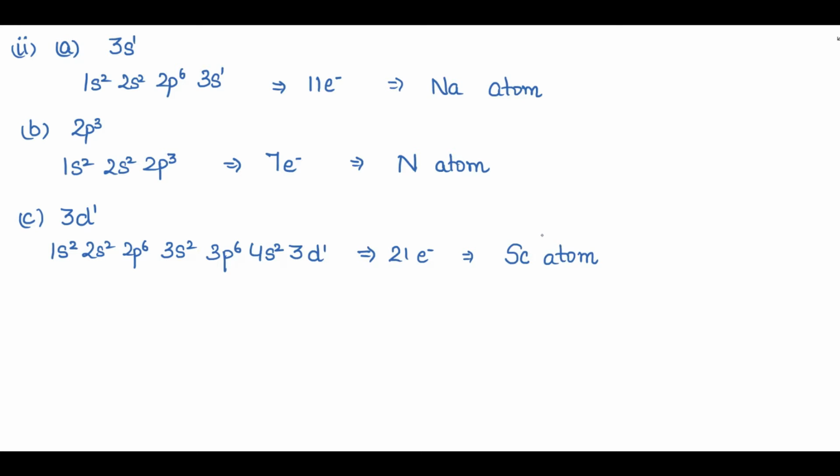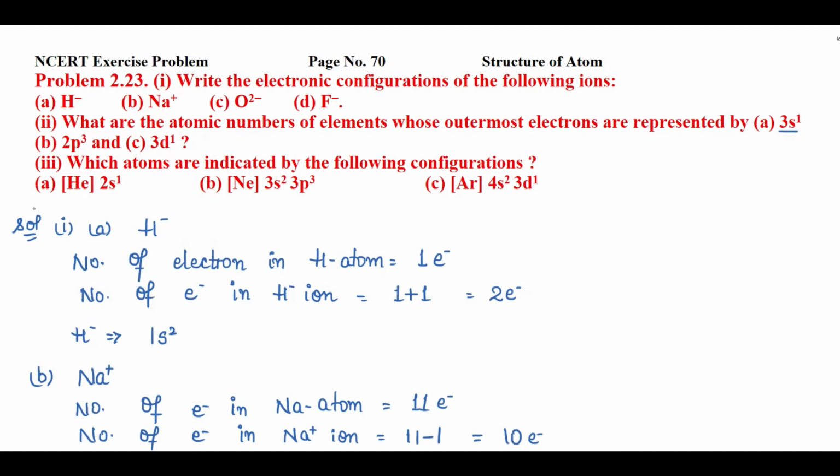Now we'll see the third problem. In the third problem, the question is which atoms are indicated by the following configurations. You have 3 electronic configurations and you have to tell about the atom, right? So here helium means you have to fill the electronic configuration of helium over here, and write the electronic configuration of neon over here, and then argon. Afterwards you'll write the outermost electronic configuration, count the number of electrons and indicate the atom, right? So we will see the first problem.